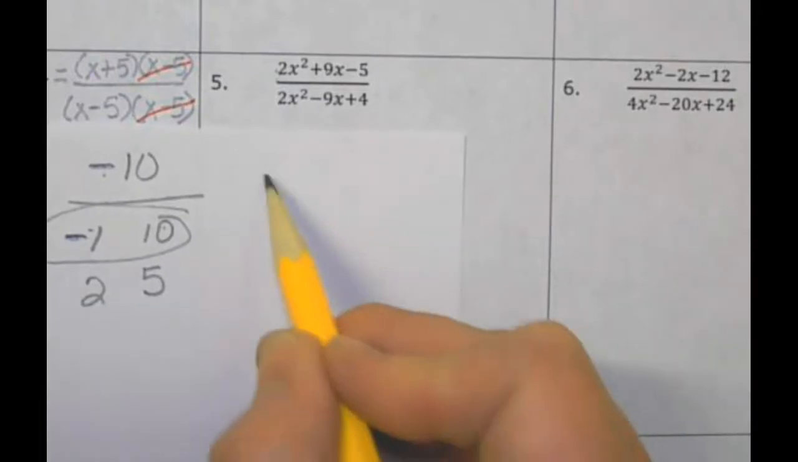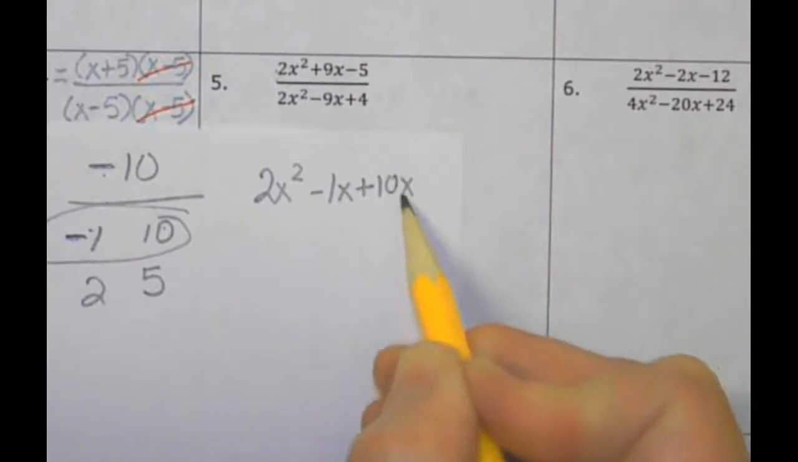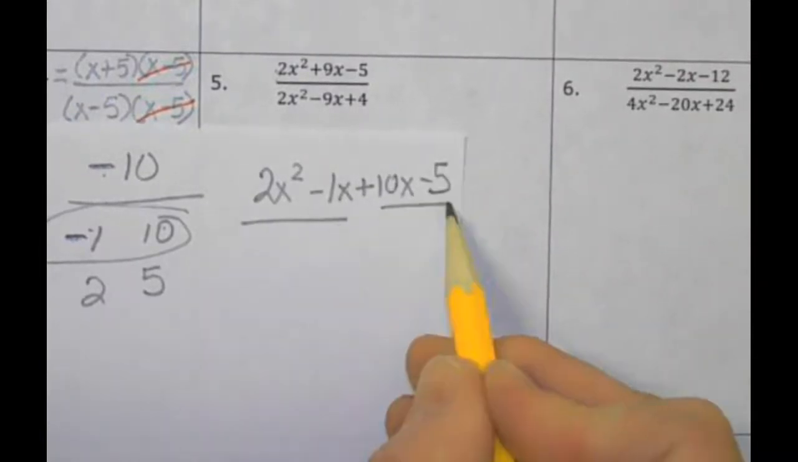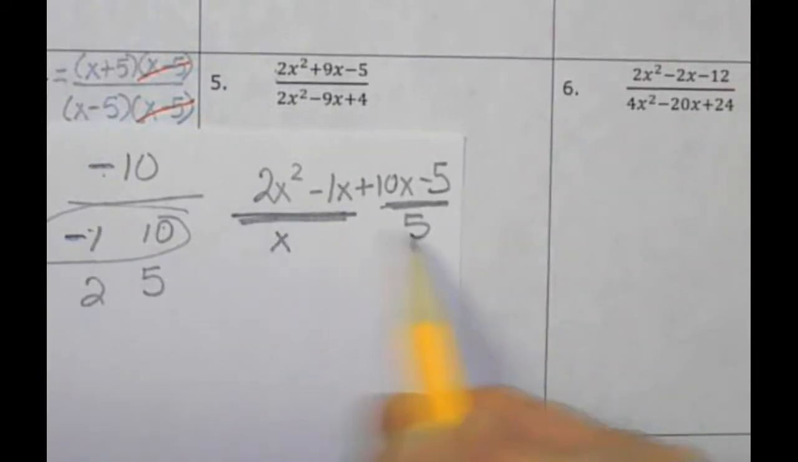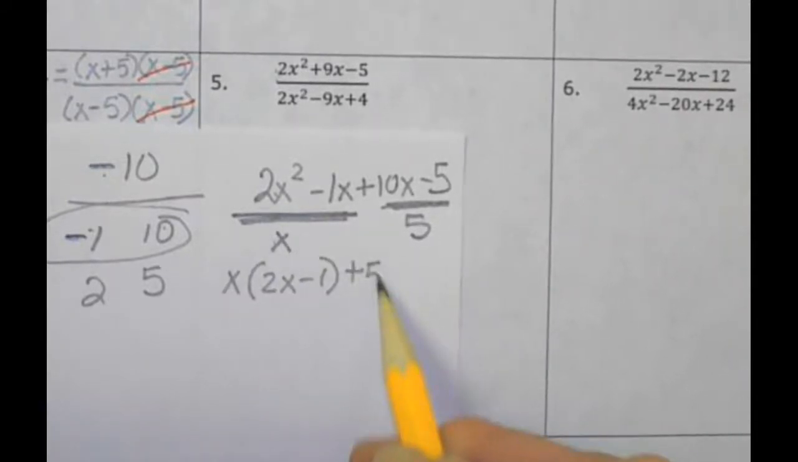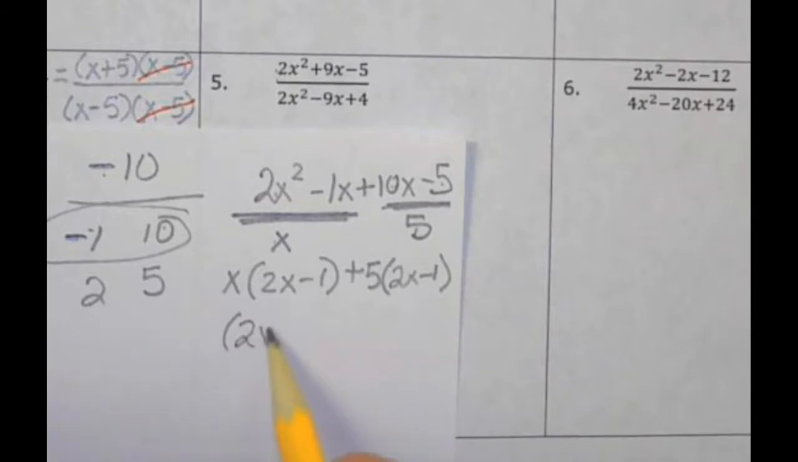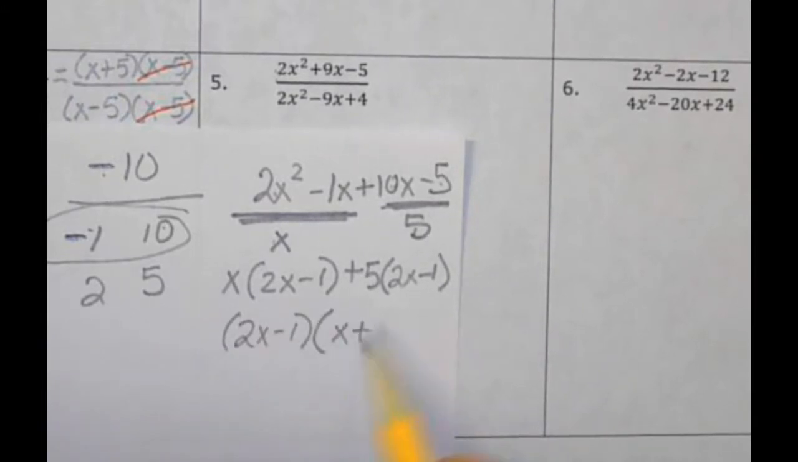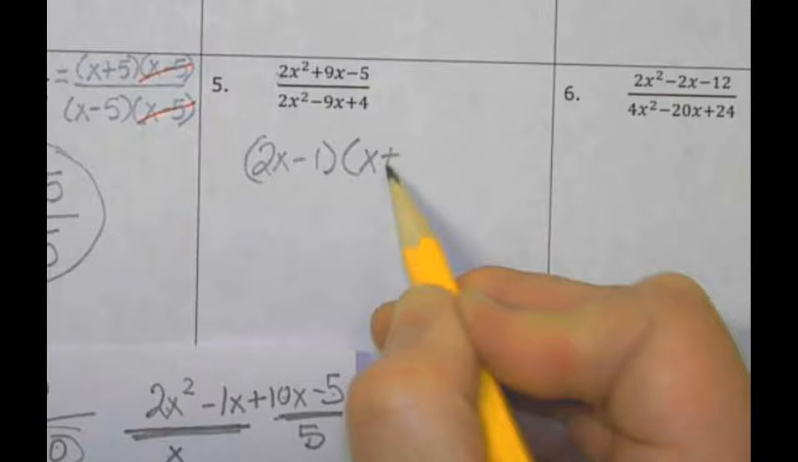So 2x squared minus 1x plus 10x minus 5. Factor by grouping. This will factor out an x. This will factor out a 5. When you factor an x out of this, you have 2x minus 1. When you factor a 5 out of this, you have 2x, 5 divided by 5 would be minus 1. I see a common factor of 2x minus 1, and so this is going to be the factoring for the numerator. 2x minus 1, x plus 5.